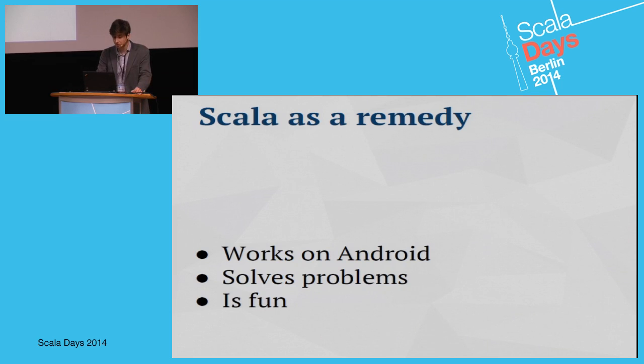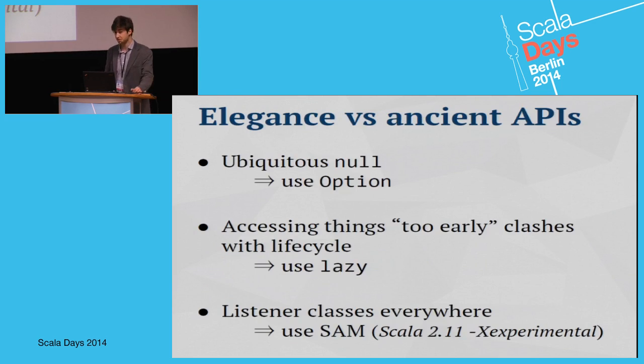So the first problem, I think we could start with the simplest ones, is really dealing with these APIs. Android is full of these nulls and all other nasty things, and we can use options, which really help. And sometimes you can do stuff too early, because, for example, the user interface is not ready yet, so you can touch the buttons or do other stuff, and we can use lazy values for that. And there is also an experimental feature in Scala 2.11, which will help us to use fewer anonymous classes.